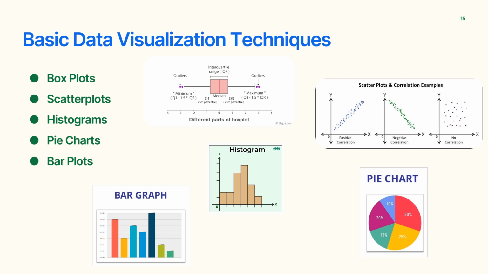A box plot essentially looks like a box in the middle, and then a scatter plot measures the relationship between two numeric variables and has multiple points. A histogram just measures the distribution of numeric variables. A bar graph measures and showcases the distribution of categorical variables. And a pie chart also shows the distribution of categorical variables in percentages or proportions.